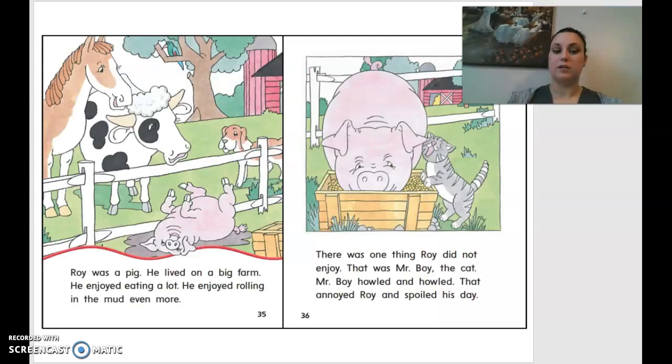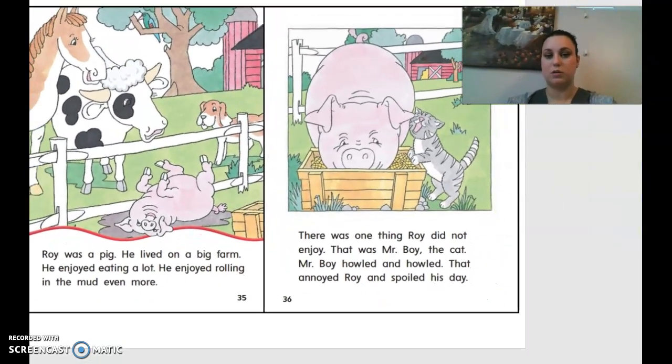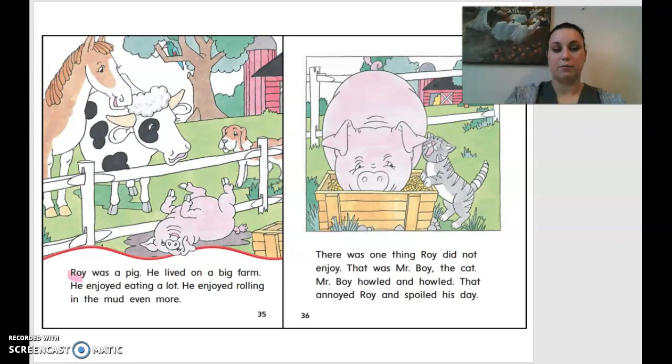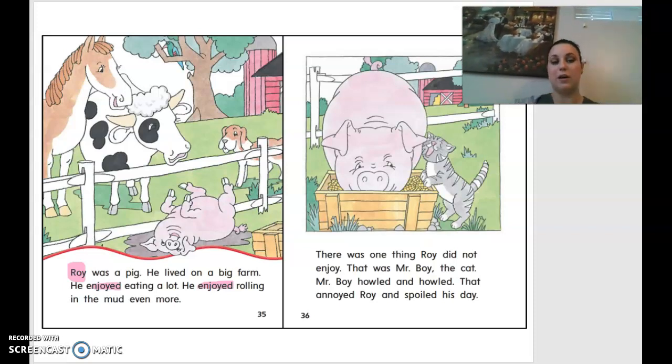All right, we are going to read a story called Roy and Mr. Boy. First thing we're going to do is find any words that have our oi sound. All right, so we have Roy was a pig. He lived on a big farm. He enjoyed eating a lot. He enjoyed rolling in the mud even more. We had three words that had the oi sound. You try to read it by yourself now.